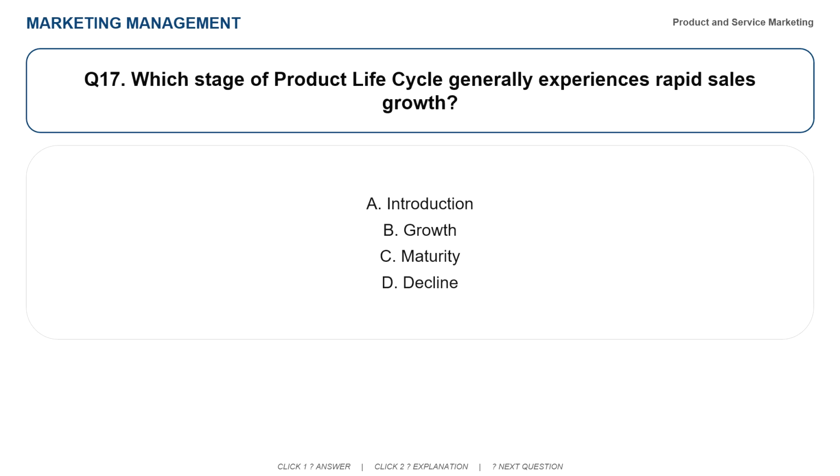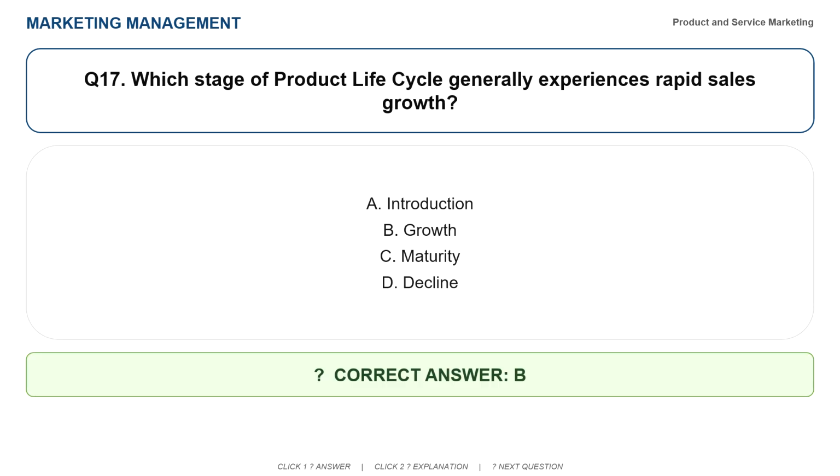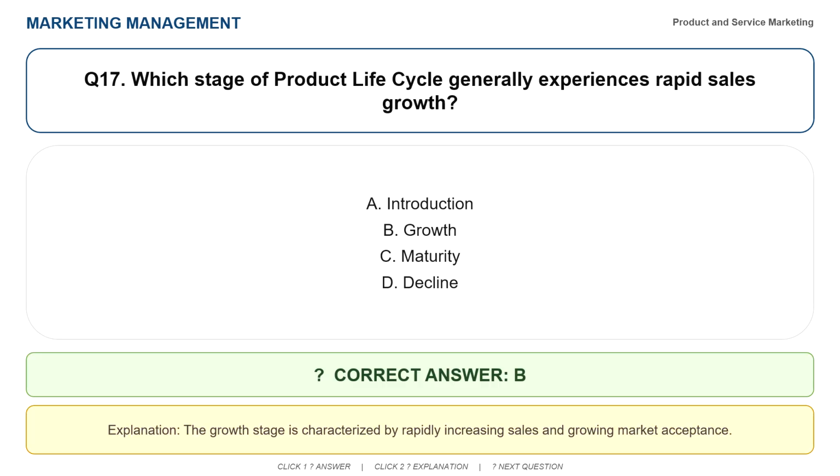Question 17. Which stage of product life cycle generally experiences rapid sales growth? Option A, introduction. Option B, growth. Option C, maturity. Option D, decline. The correct answer is B. Explanation. The growth stage is characterized by rapidly increasing sales and growing market acceptance.